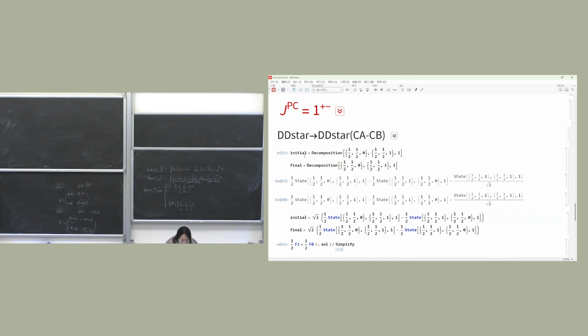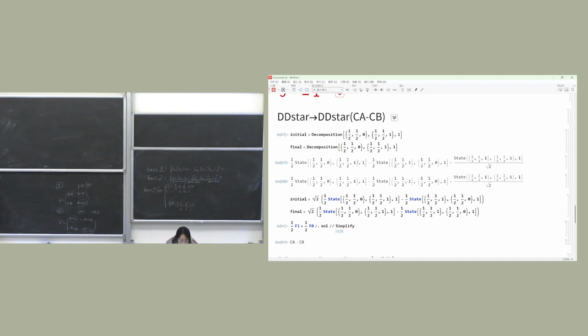As mentioned, we can also decompose the initial state and the final state. We can review again. For D, 1/2 1/2 0. For D star, 1/2 1/2 1. The total spin right now is 1, because we are constructing J^PC equals 1^+-. So here it is 1, not 0. For the final state, D is 1/2 1/2 0, D star is 1/2 1/2 1, and the total spin is 0.